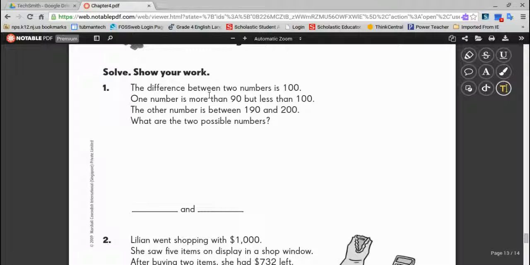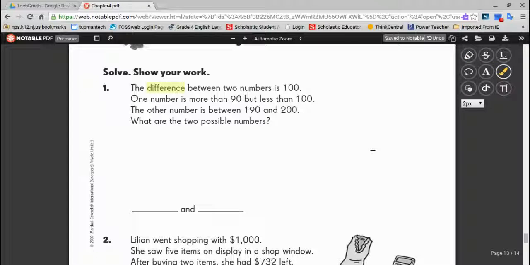Okay, so when we do a word problem like this, what I like to do is take it one sentence at a time, and I like to draw things to help me understand what each sentence means. So let's do number one. The difference between two numbers is 100. I'm going to highlight this word difference, because difference tells me something. When I want to find the difference between two numbers, I know that I am subtracting.